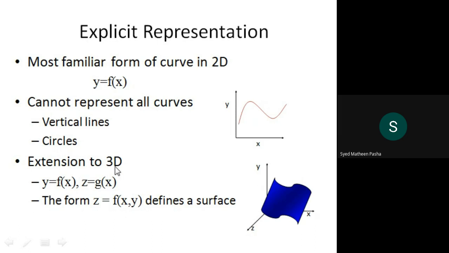In 2 dimensions you define y is equal to f of x, but in 3 dimensions, z is equal to f of x comma y, where you are including both x and y in the function, which basically defines a surface in that 3D plane. So this is how you perform explicit representation of curves.